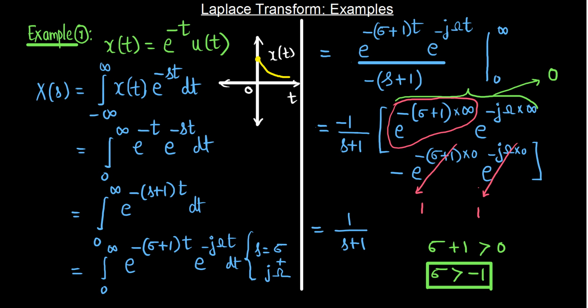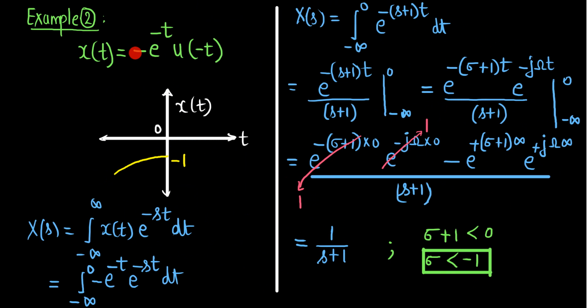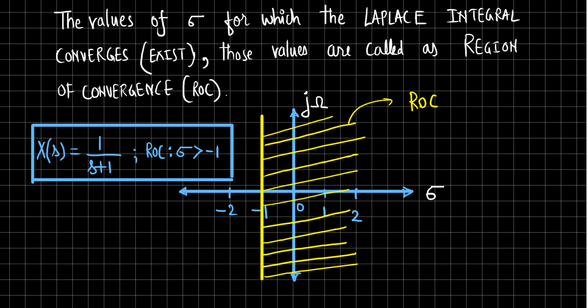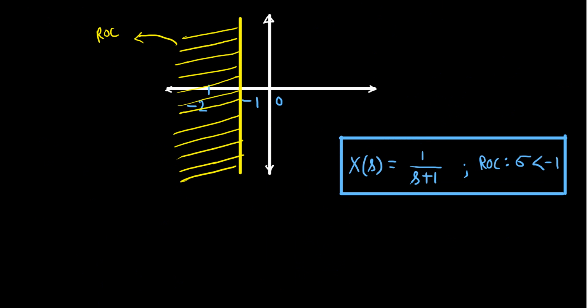You may see that for the signal e power minus t u of t, the Laplace transform was 1 upon s plus 1. Also for the new signal, x of t equals minus e power minus t u of minus t, which is a completely different signal, we are getting the same Laplace transform. The only difference is in the region of convergence. For the previous case, the expression was the same, but with the region of convergence sigma greater than minus 1. And for the new signal, we obtained the same expression 1 upon s plus 1, but with ROC sigma less than minus 1.